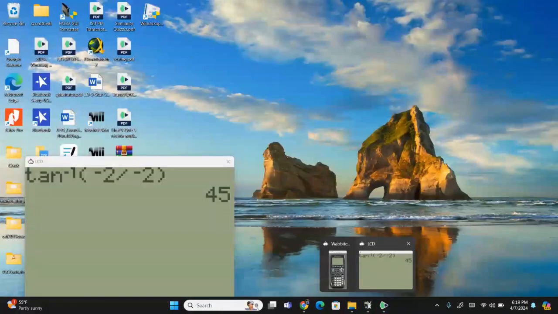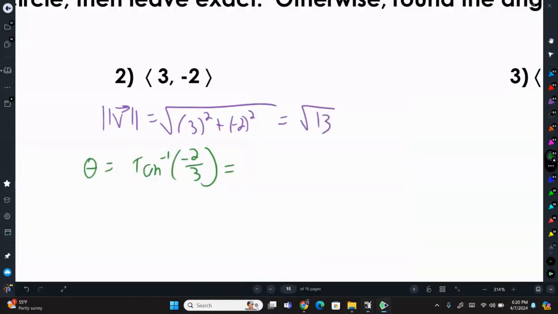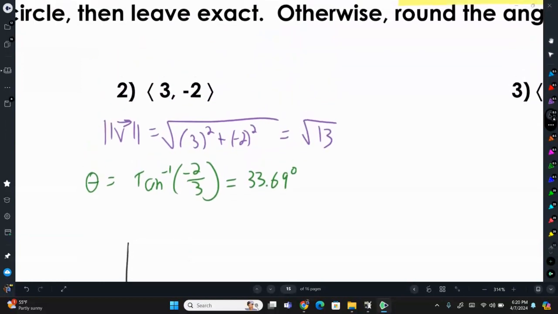And if we type that into the calculator, inverse tangent of negative 2 divided by 3, we get 33.69 degrees. But remember, that is our reference angle. So if we draw our diagram, we want to be in quadrant number 4. And again, we know we want to be in quadrant number 4 because x is positive and y is negative.